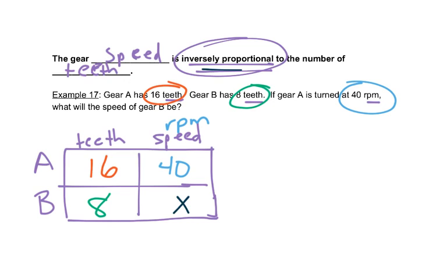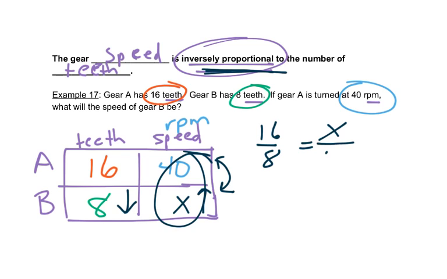This is an inverse proportion. It tells us it's an inverse proportion. This is smaller teeth, so it should go faster. So we're going to have 16/8. And this one will get flipped. We'll have x/40. So we'll do 16 times 40. And we get 640. 8 times x is 8x.